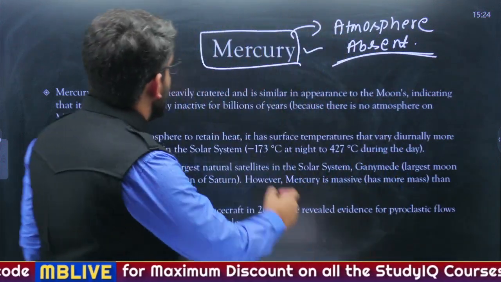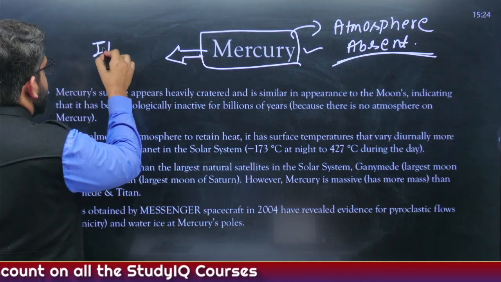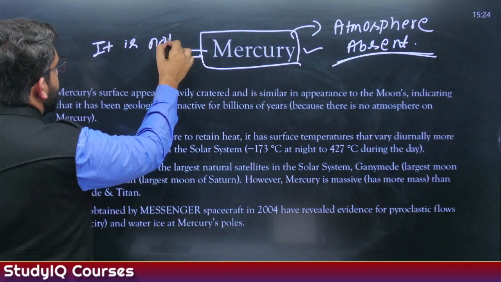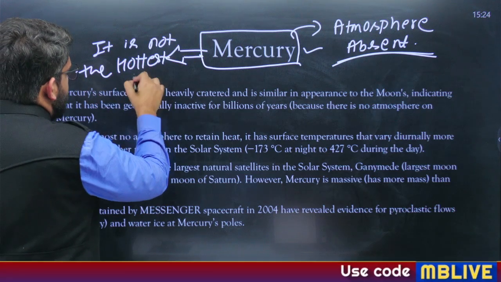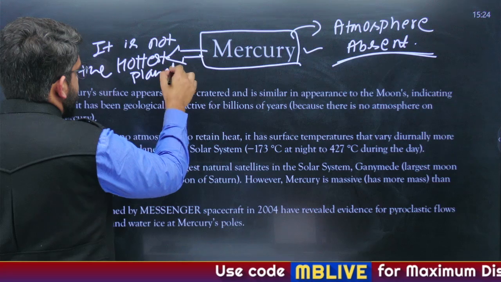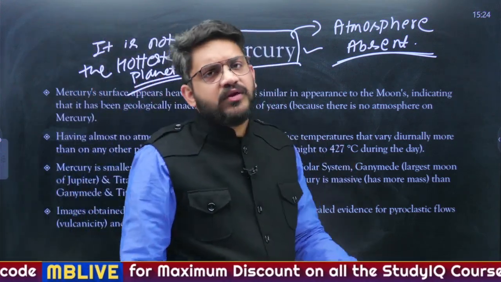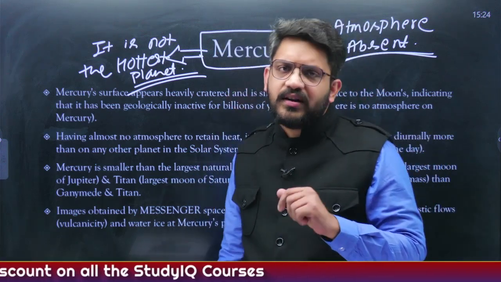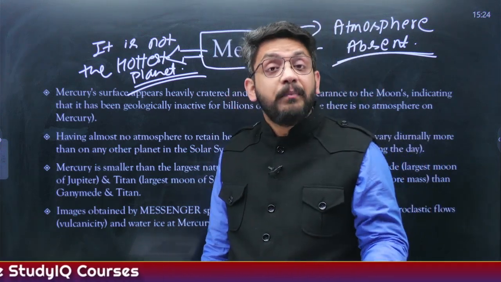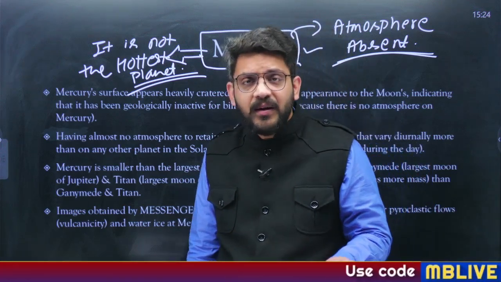That's why you will find it is not the hottest planet. The temperature which you find on Mercury is approximately 427 degrees Celsius. It is the maximum temperature, but the temperature you will find on Venus is higher than that of Mercury.